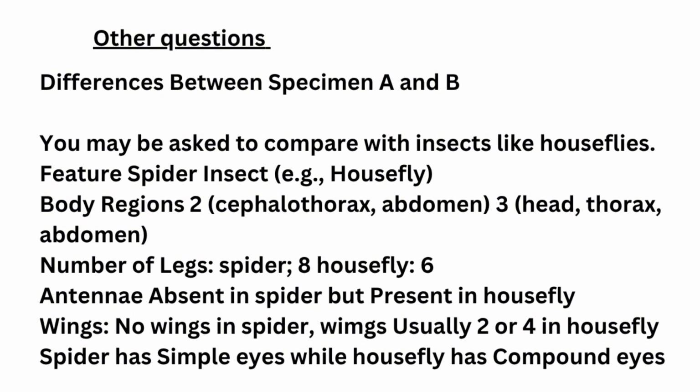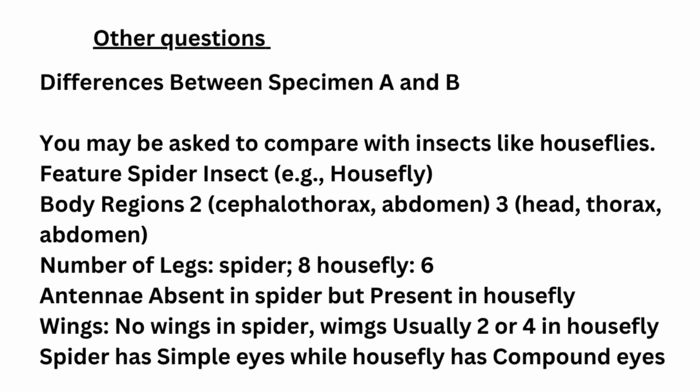Okay, so you may be asked to differentiate between specimen A and B, or you may be asked to make some comparison. Now, we're going to be looking at the features of spider against insects. So for spider, the body region is divided into two parts, like I mentioned before, the cephalothorax and the abdomen. But for insect, it's divided into three: the head, the thorax, and the abdomen. Now for number of legs, spider has 8 legs, which is 4 pairs.